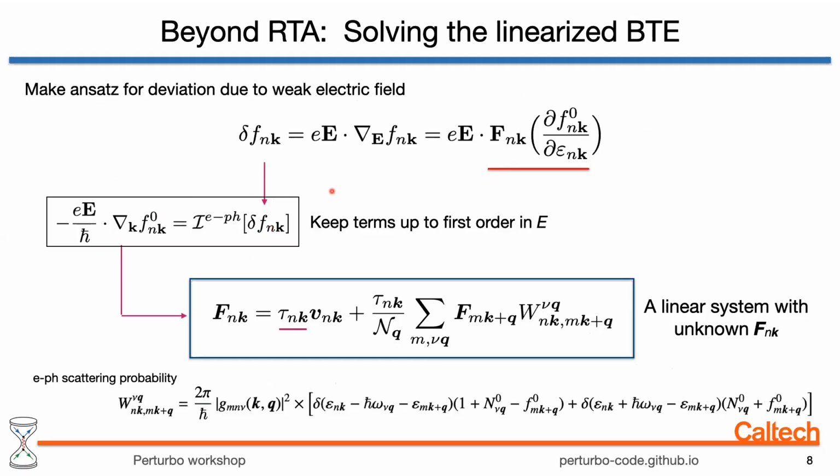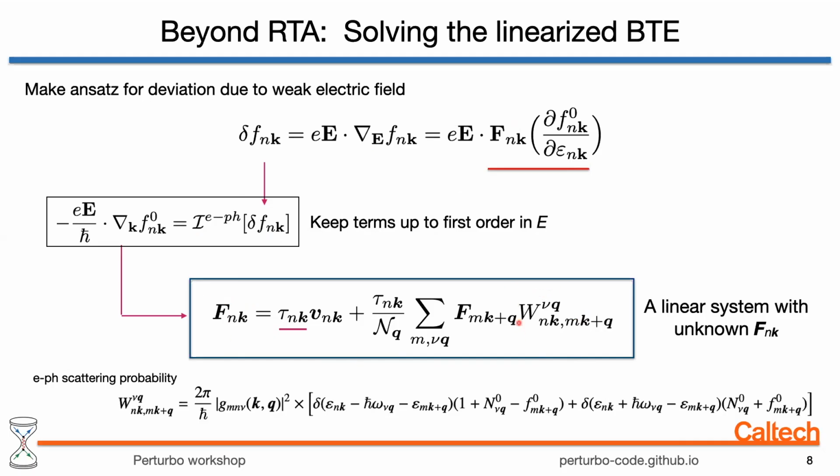So to do this, we make an ansatz for the perturbed occupation, which we take to be this form right here, where we now have this unknown capital F. If you then take this and plug it into this expression and rearrange and do some algebra, you end up with this equation right here, which is a linear system for this unknown factor, capital F.